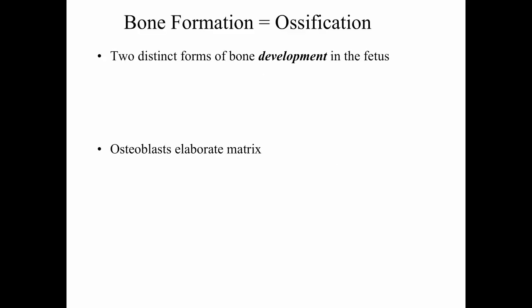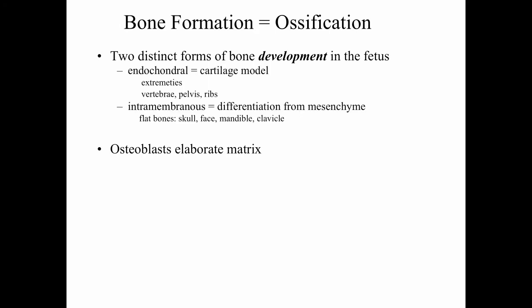Now, when we talk about bone formation, we're talking about ossification, and bone forms or develops in the fetus. And in the fetus, we can talk about two distinct types of bone development. We can talk about endochondral ossification or endochondral bone development, and that's on a cartilage model. As you know, most of the skeleton in the fetus is cartilage, and endochondral bone formation is very important for the development of the extremities, for the development of bones like the vertebrae, the pelvis, and the ribs.